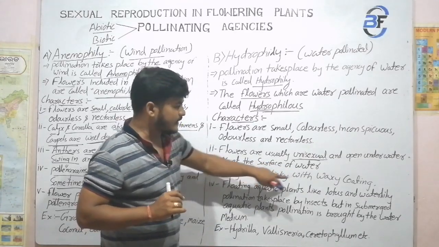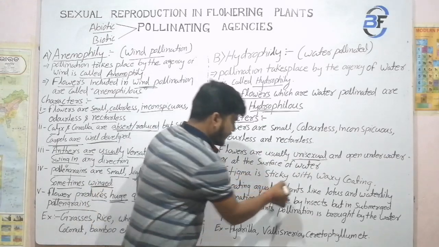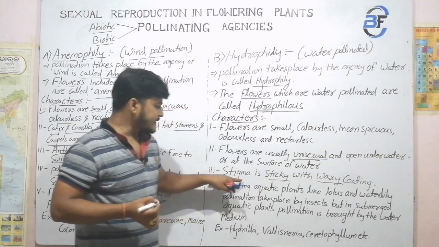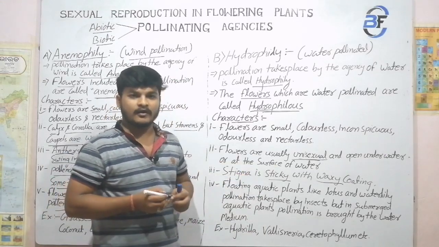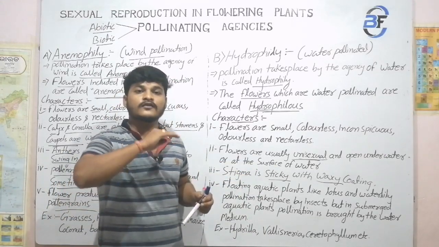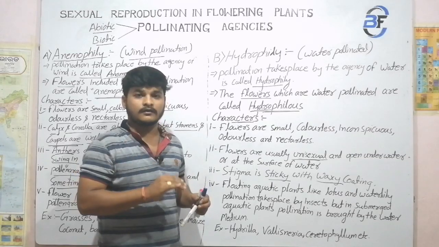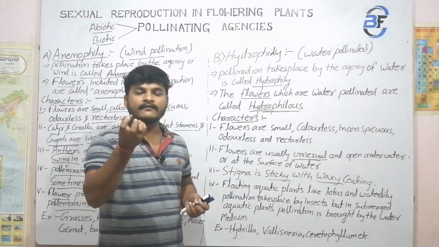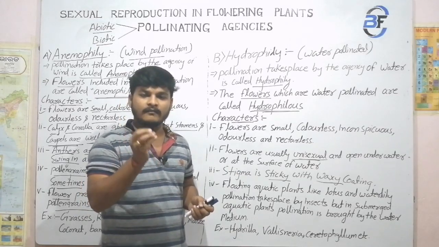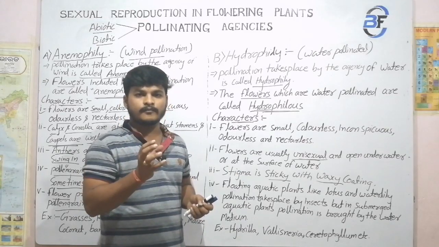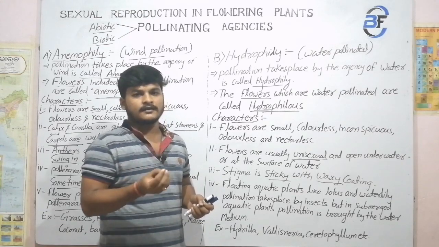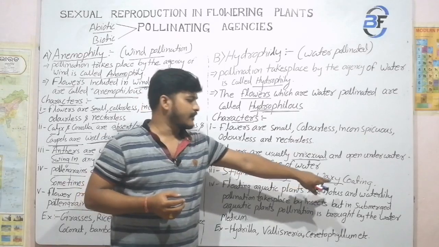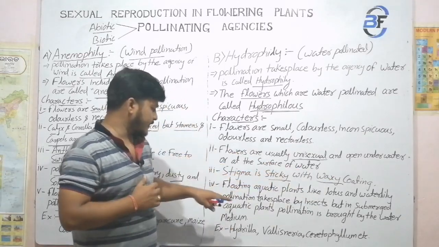Next, the stigma is sticky with a waxy coating. Why is it sticky and waxy? It is an important question. The stigma is sticky and waxy because the pollen grains float on the surface of water or underwater. If the stigma is sticky, then the pollen grains can firmly attach to the surface of the stigma and pollination takes place. So the surface is mostly sticky and waxy in nature.